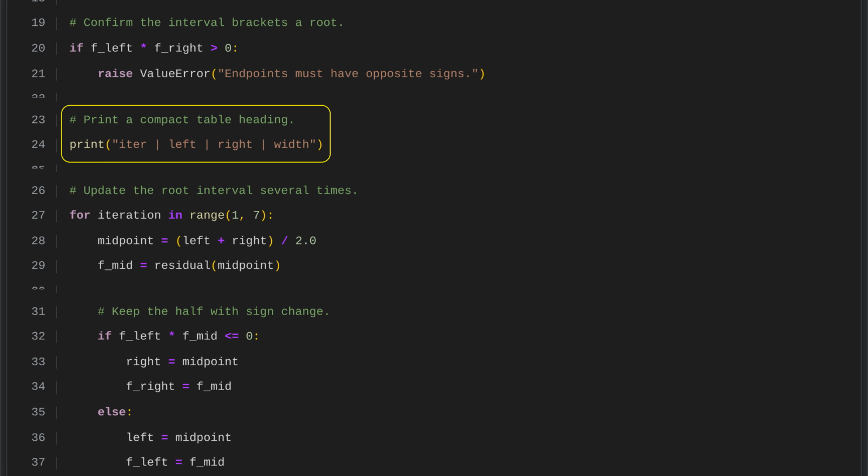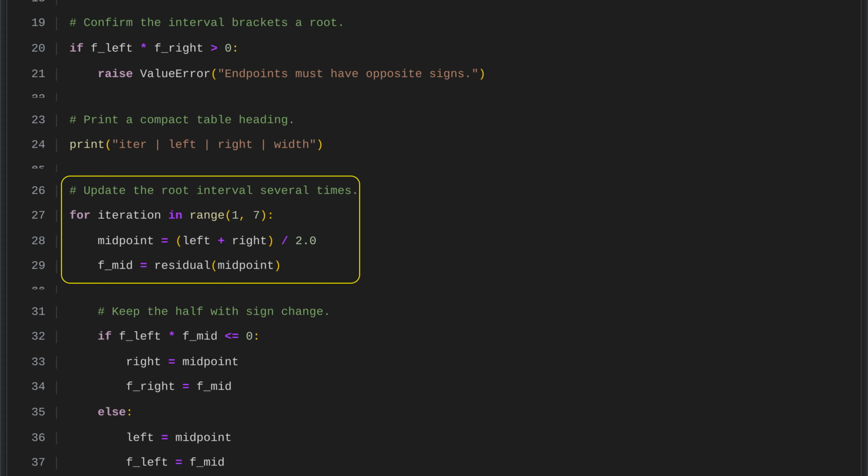The loop runs 6 times to improve the root estimate. Each time, it takes the average of the interval endpoints as the midpoint, evaluates the residual there, and uses that result to choose which half of the interval still contains the root.